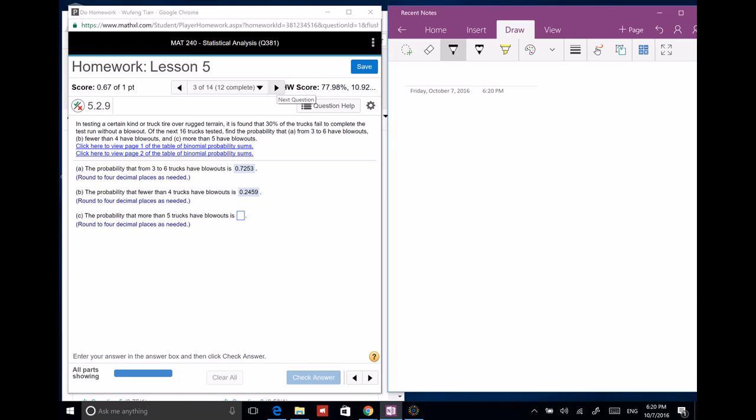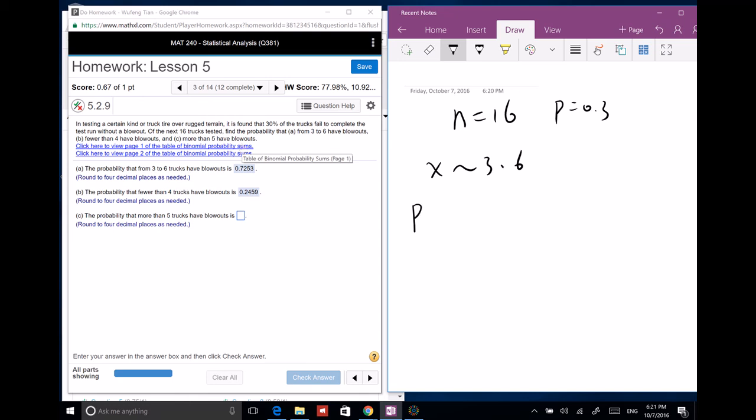Next one. This is the binomial distribution, but the table will be given to you, the cumulative table. The probability from 3 to 6 have blowouts, with n equals 16, p equals 0.3, and X from 3 to 6, okay?